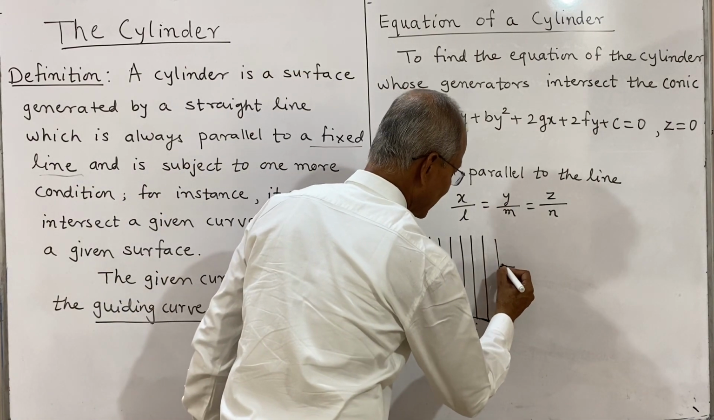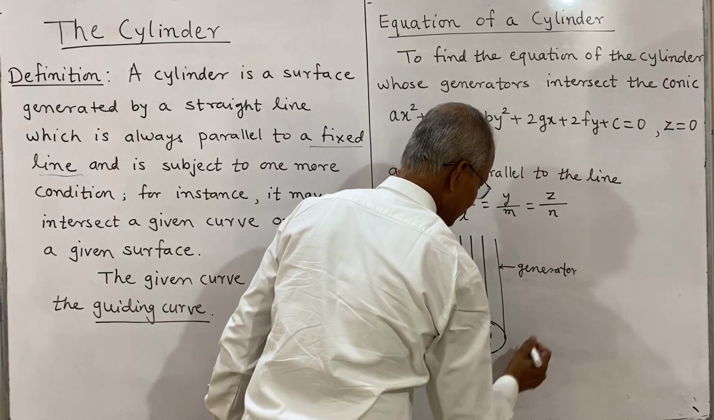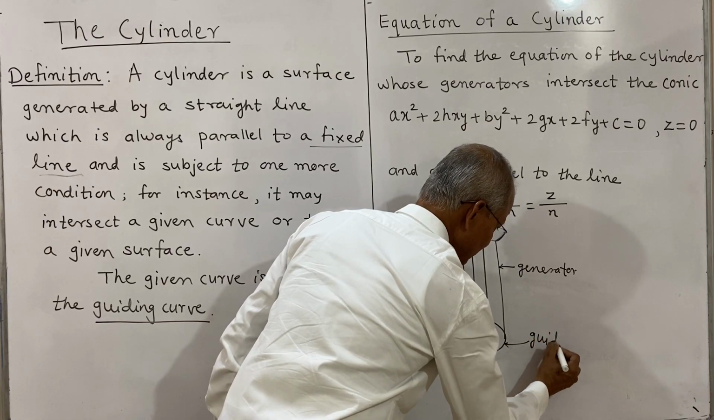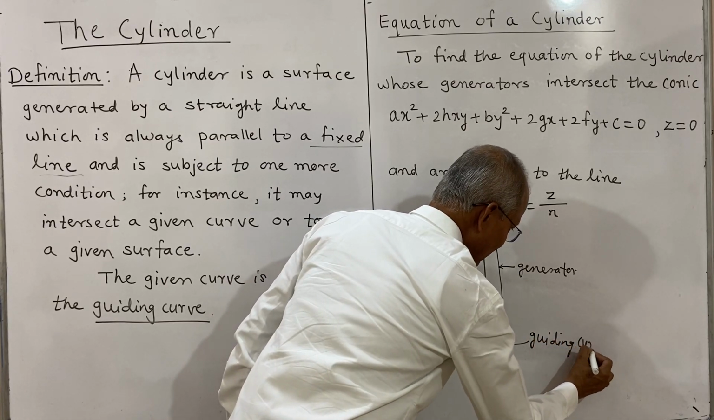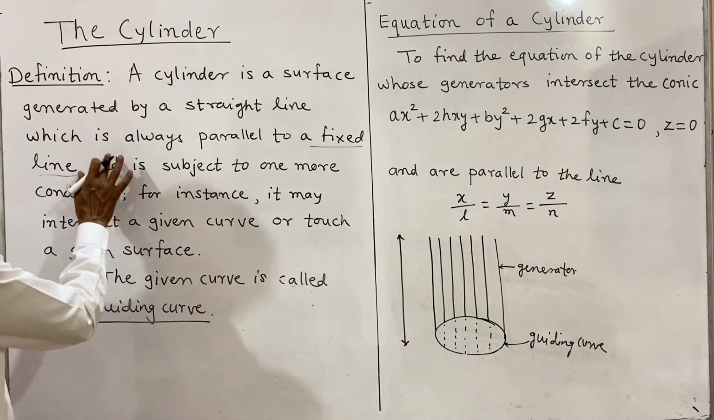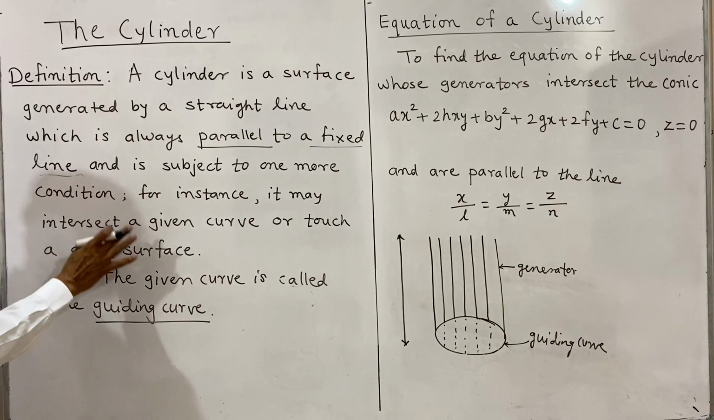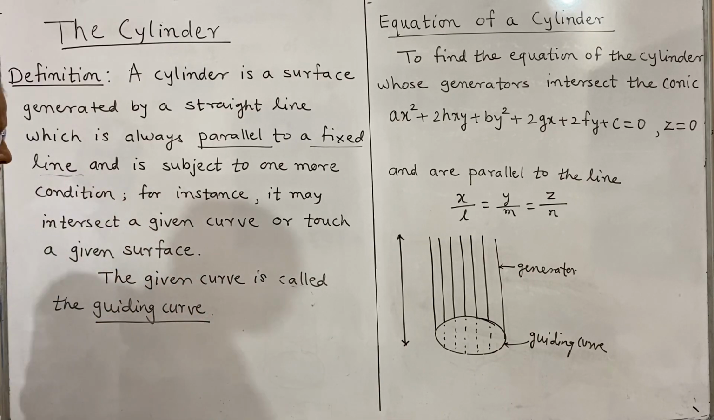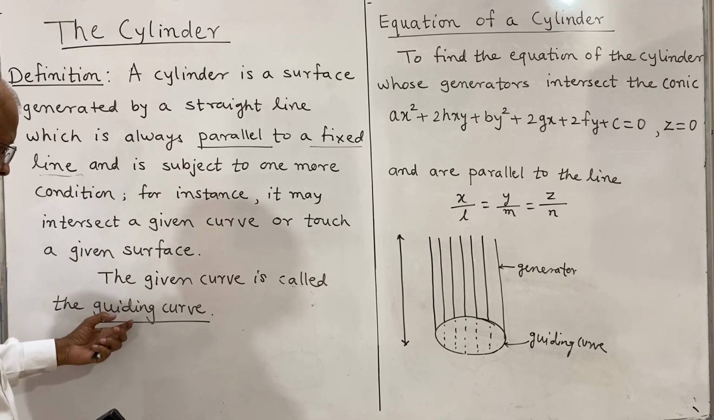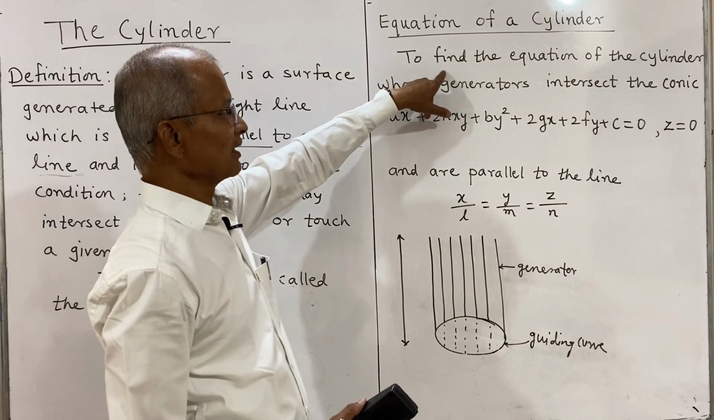These are called generators of the cylinder, and this is the guiding curve. All these generators are parallel to a fixed line, and they satisfy the condition that they intersect or touch the given surface, and that curve or surface is called the guiding curve. Now we shall obtain the equation of the cylinder.